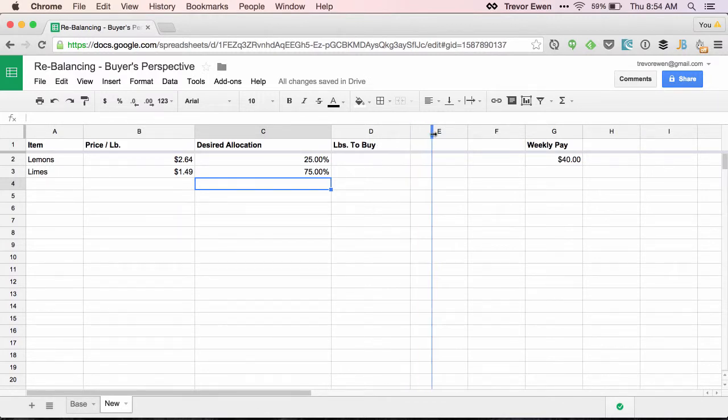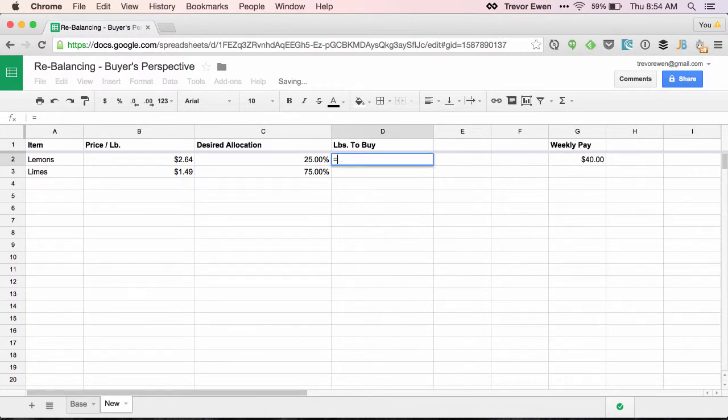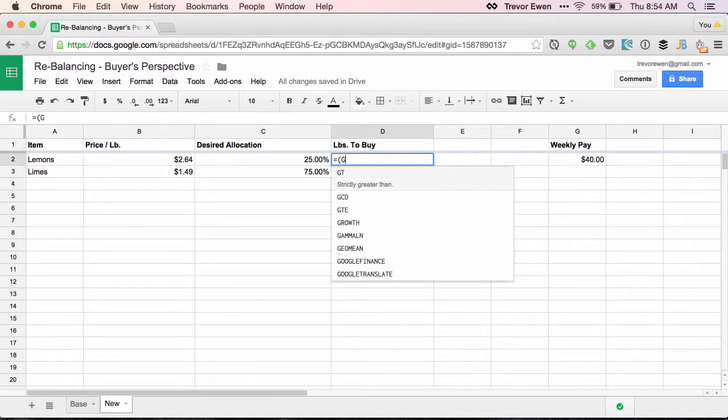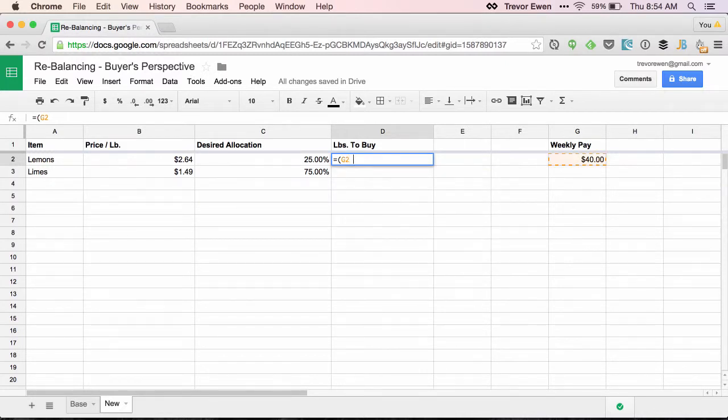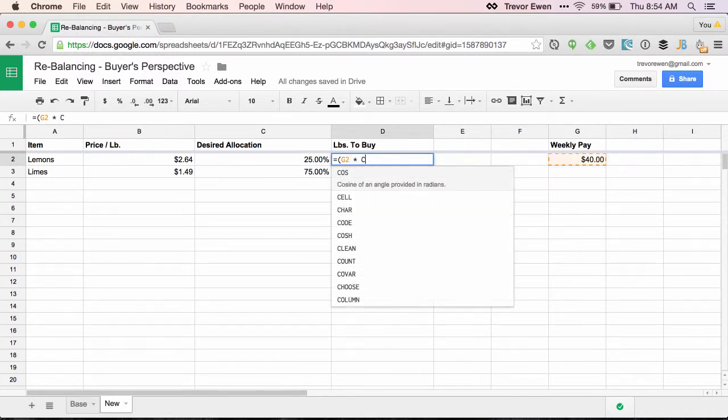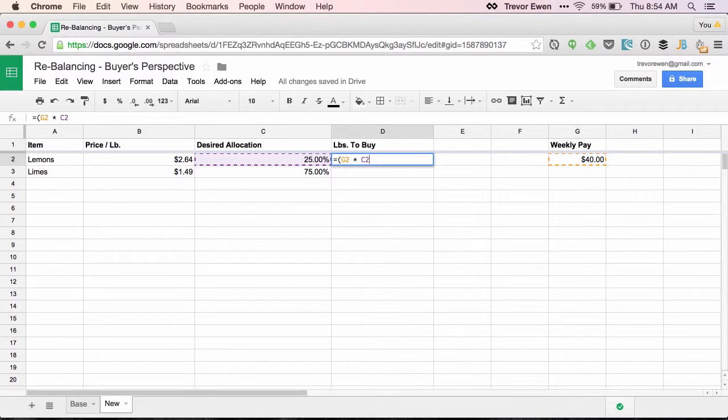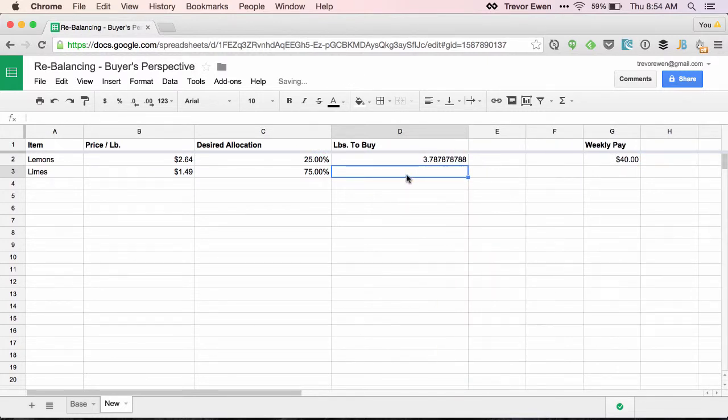Figuring out our pounds per purchase is pretty simple. We use an equal sign to mean we want to do a computation with several of the other cells. And in this case, it's going to be our weekly pay, which is in column G, row 2, multiplied by our desired allocation, column C, row 2. You can see Google Sheets does that nice highlighting for you. And we're going to divide this all over B2. So that's our formula right there. That gives us our pounds per purchase. A beautiful number right there.